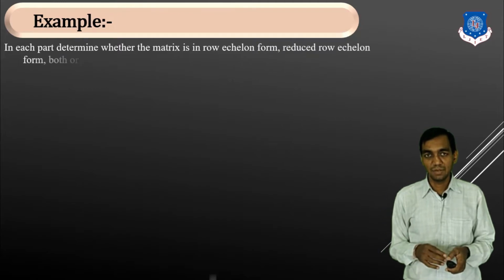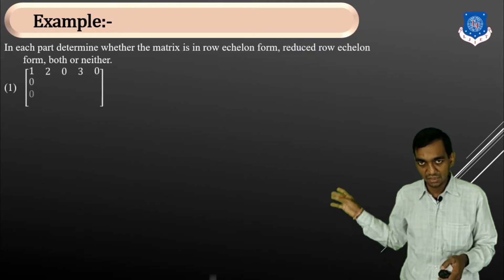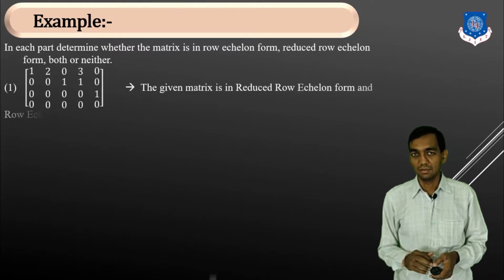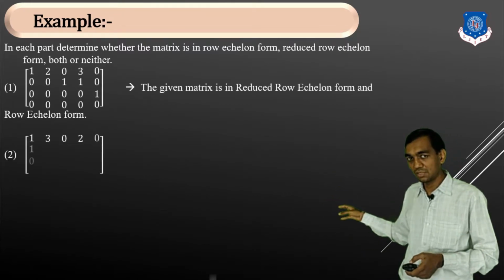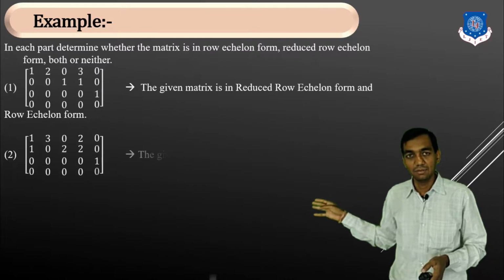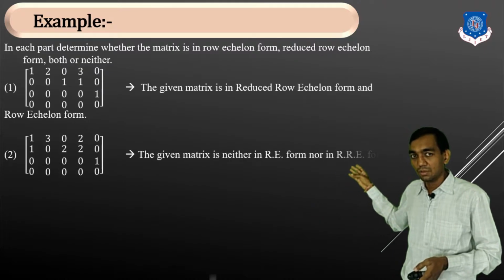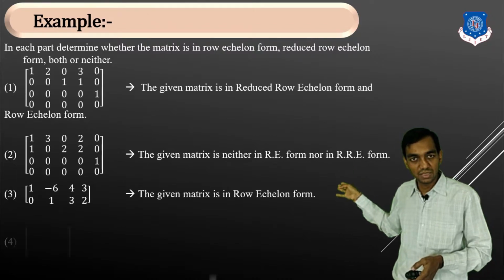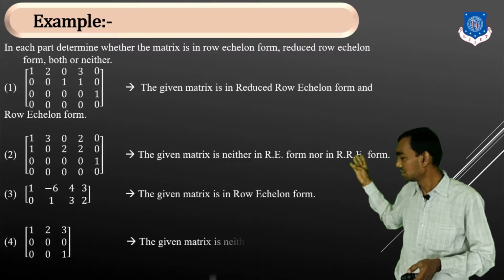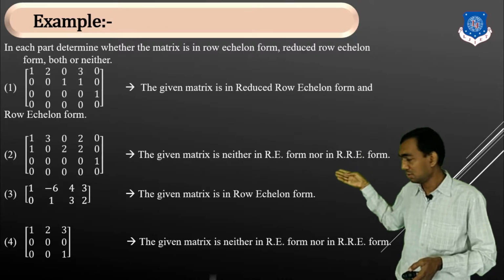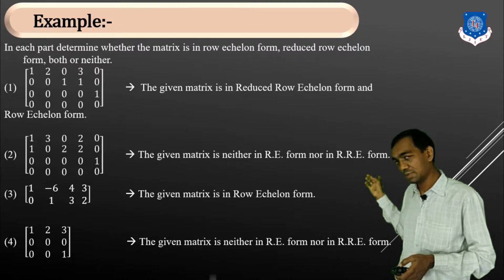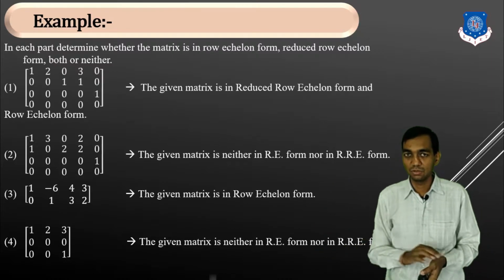In each part, determine whether the given matrix is in row echelon form, reduced row echelon form, both, or neither. The first matrix is a 4 by 5 matrix: 4 rows, 5 columns. The first row is 1, 2, 0, 3, 0. The second row is 0, 0, 1, 1, 0. The third row is 0, 0, 0, 0, 1. And the last row is 0, 0, 0, 0, 0.